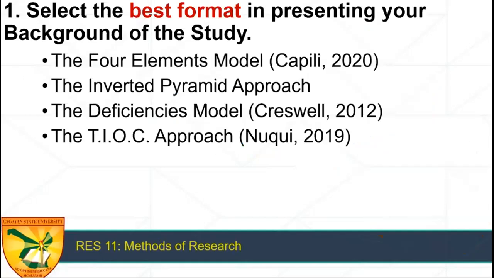First is you select the best format in presenting your background of study. So I have here 4 techniques in writing or presenting your background of the study: the 4 elements model, the inverted pyramid approach, the deficiencies model, and the T.I.O.C approach.